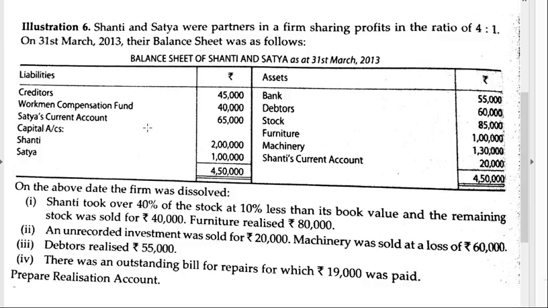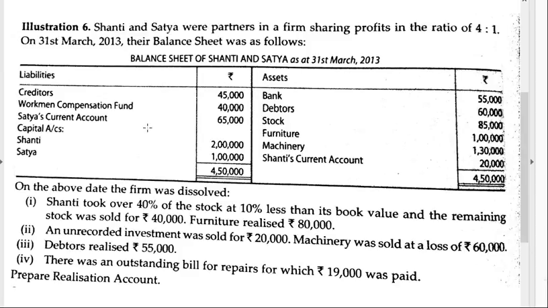Shanti and Satya were partners in a firm sharing profits in the ratio of 4:1. On 31st of March 2013, their balance sheet was as follows. Right? You are given the balance sheet. Then you have some additional information that on the above date the firm was dissolved. That is on 31st March, when this balance sheet is given, your firm gets dissolved. Then further it states that Shanti took over 40% of the stock at 10% less than the book value, right? And the remaining stock was sold for 40,000.